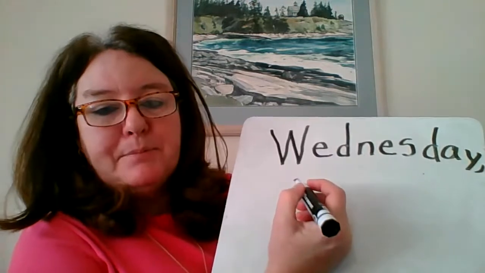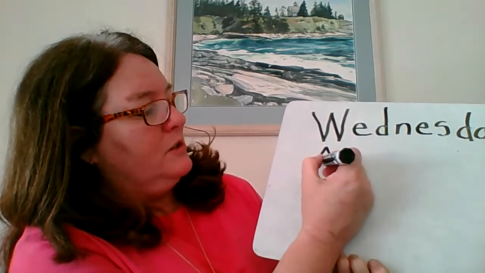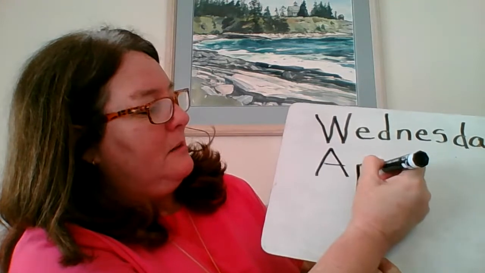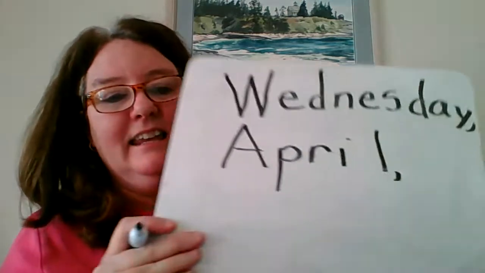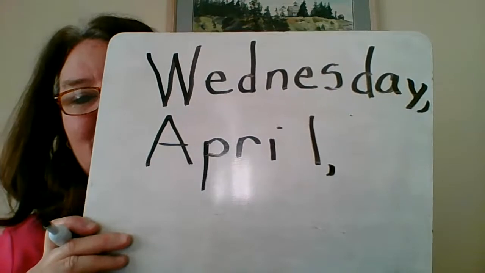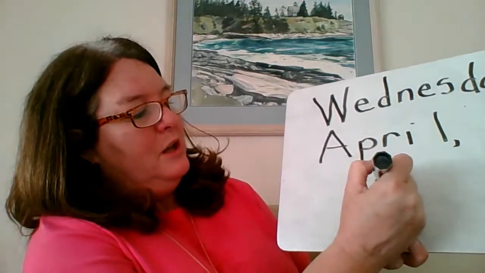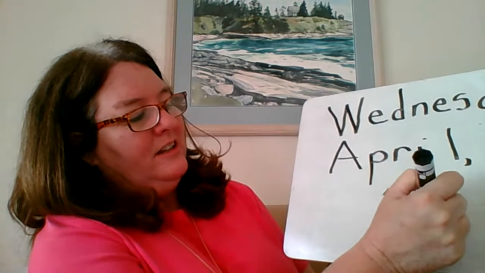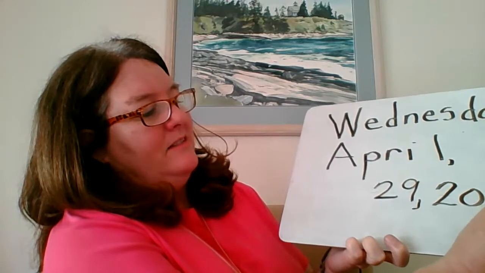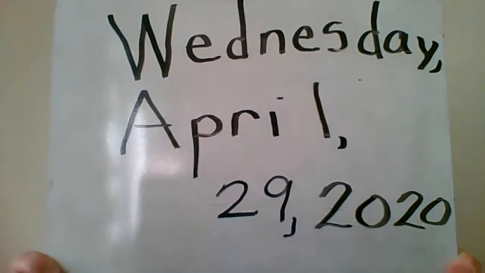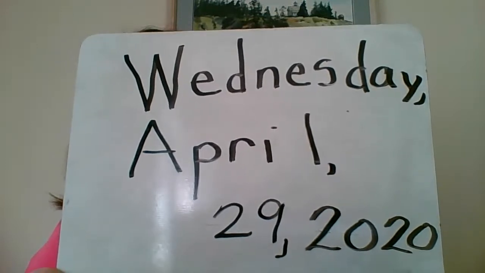Wednesday, April. April is the name of our month. And I know it starts with A, but again, because it's a name, I know it starts with uppercase A. April. Uppercase A, and the rest of the letters are lowercase. And the calendar just told us it's April 29th, comma, and it's still 2020. It will be 2020 for quite a while. Today is Wednesday, April 29th, 2020. Get that in your notebook.